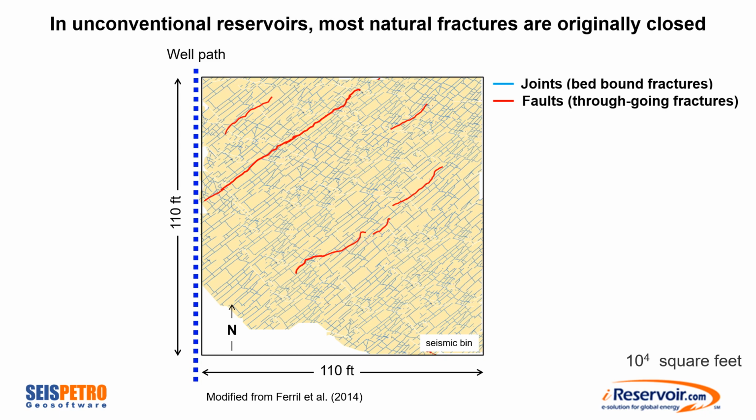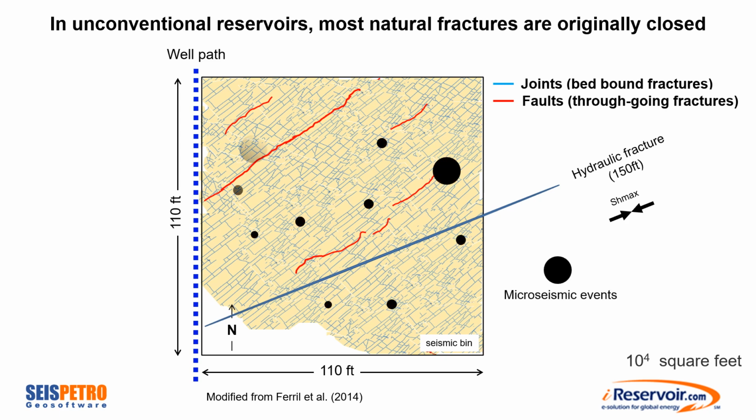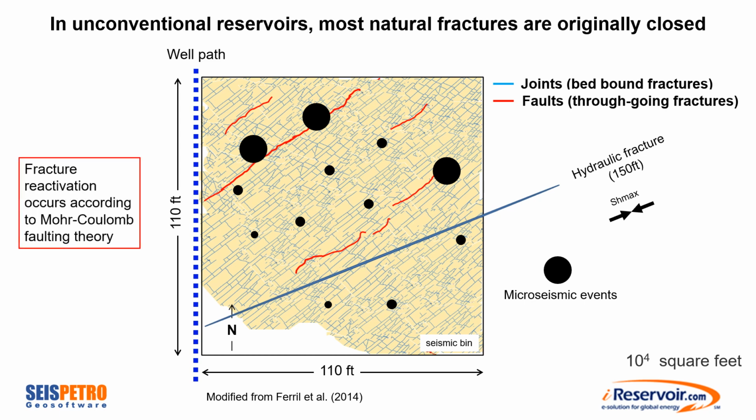Then, when we create a hydraulic fracture with high fluid pressure, fluid will leak off through these fractures or joints, reactivating some of them that were originally closed. As reactivation occurs, some of them will make some noise that can be detected as a microseismic event. Our assumption is that this process of reactivation can be described using the Mohr-Coulomb faulting theory. So in this presentation, I will describe our approach to obtain the effective permeability of systems like this.